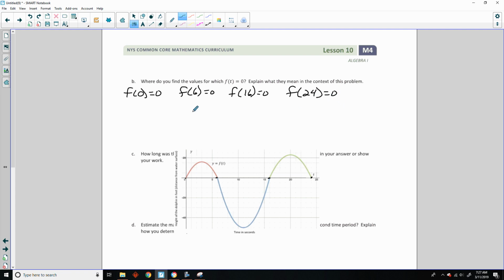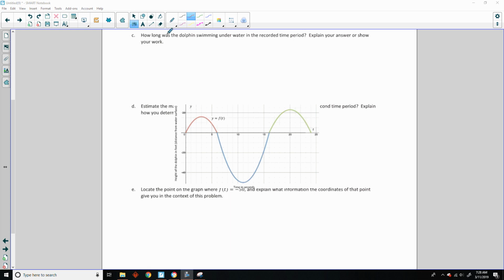So what that means is at the time 0 we were at the surface of the water. At the time of 6 seconds we were at the surface of the water. At 16 seconds we were at the surface. And at 24 seconds we were at the surface. So f of t equals 0, f of whatever time equals 0, means that is when the dolphin left the water or re-entered the water. That is when it was at the surface.